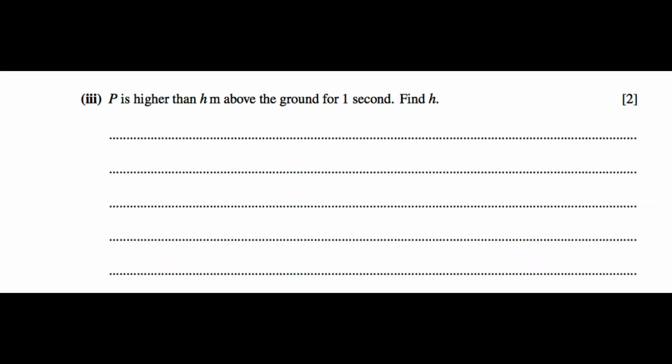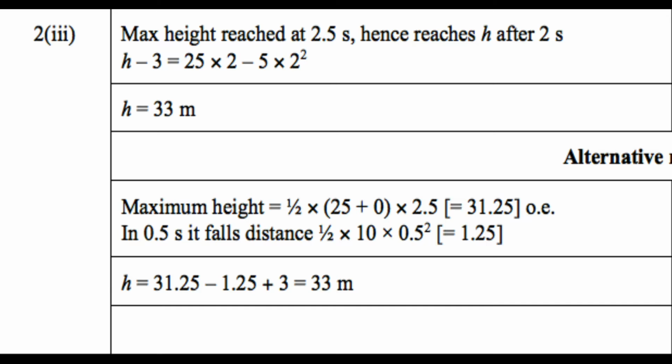Third question, P is higher than h meters above the ground for 1 second. Find h. The maximum height is reached at 2.5 seconds, hence h is reached after 2 seconds. This equals h minus 3 equals ut minus a half gt squared, 25 times 2 minus 5 times 2 squared. So we get h equal to 33 meters.